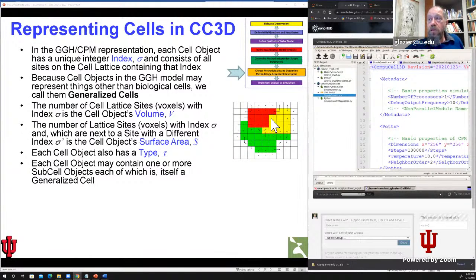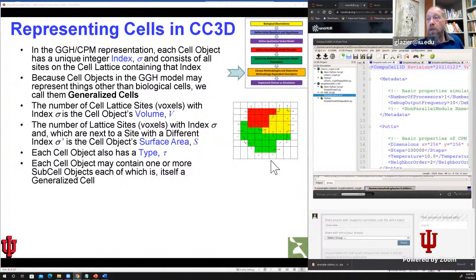Each one of these regions could also represent something other than a cell, really represents a volume of material. We could have a region that represented the nucleus of a cell. We could have a region that represented the cytoplasm of a cell. We could have a region that represented a volume of blood. And so really, these are what are called generalized cells. These are simply regions of space which have a unique index that we can identify and give properties to.